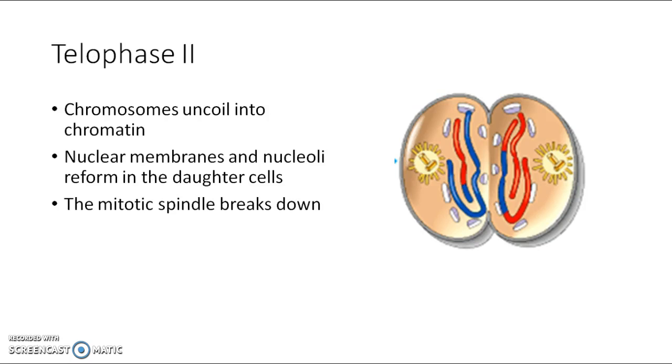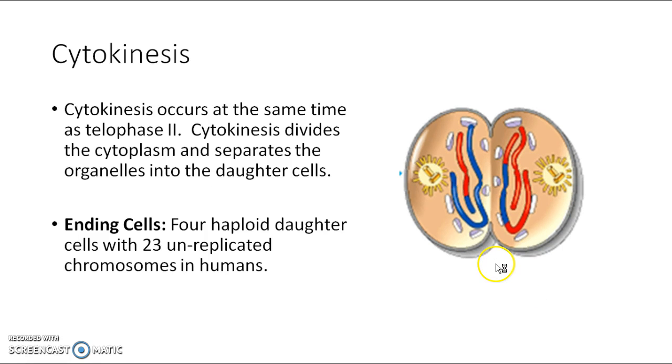During telophase 2, the chromosomes uncoil into chromatin, the nuclear membranes and nucleoli reform, and the mitotic spindle breaks down. And again, remember, this is happening twice, so we actually have 4 daughter cells. Cytokinesis will occur at the same time to divide the cytoplasm and separate the organelles into the daughter cells.